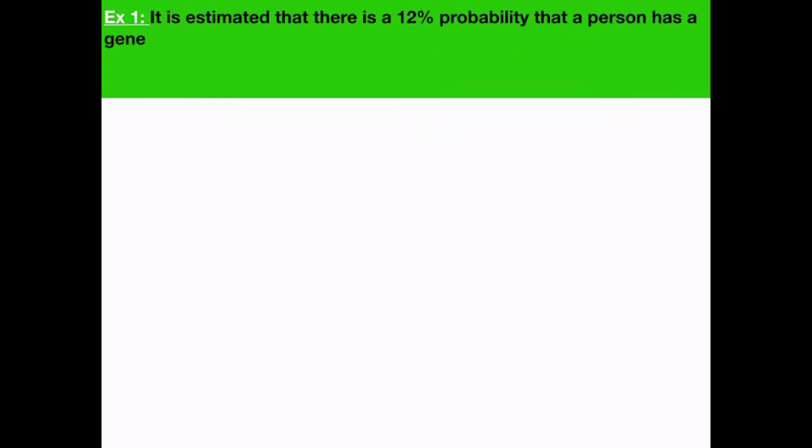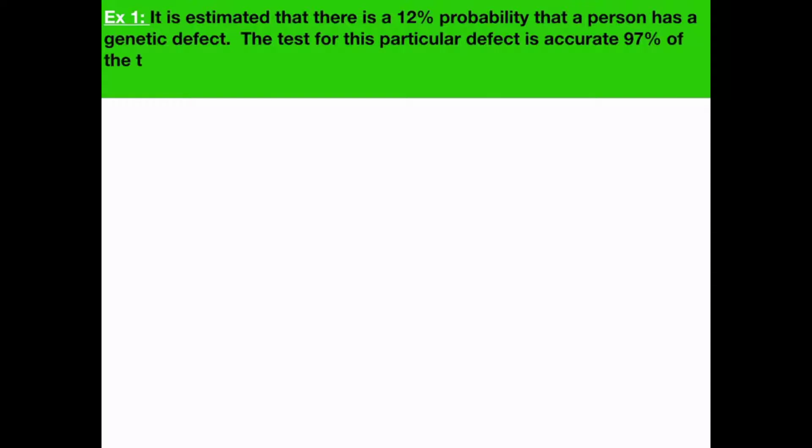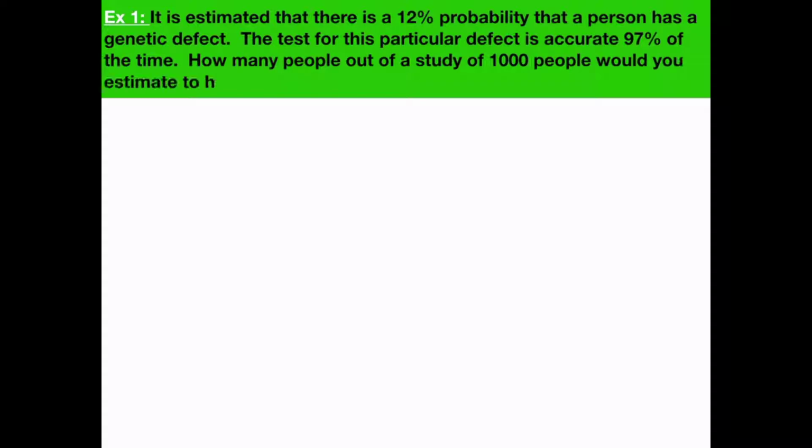Okay, moving on, looking at some examples. So this first one is in the medical field. It is estimated that 12% of the population have a particular genetic defect. The test for this particular genetic defect is accurate 97% of the time. How many people out of a study of 1,000 people would you estimate to have the defect but think they do not have the defect?